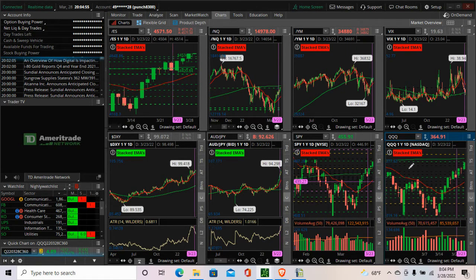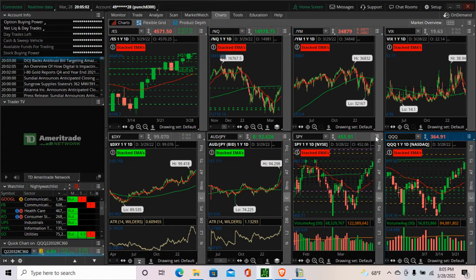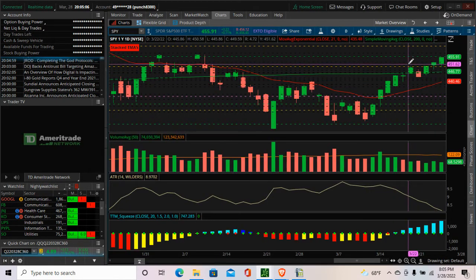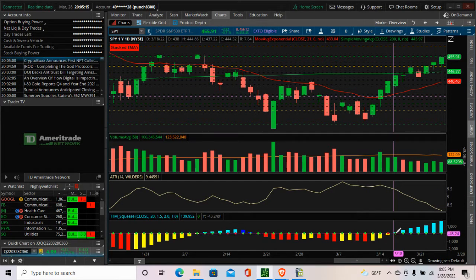that would essentially help push the Qs for some strength as well. So let's look at the SPY real quick on the daily chart. So you can see here, 200 day, and then we've got the 200 day and the 21. Essentially, we were still breaking out of that squeeze.